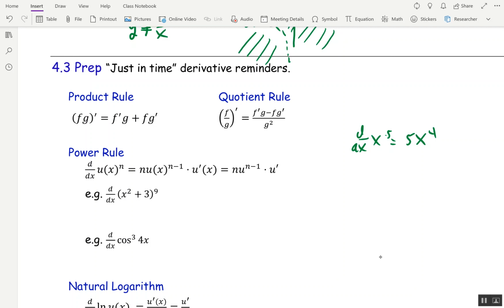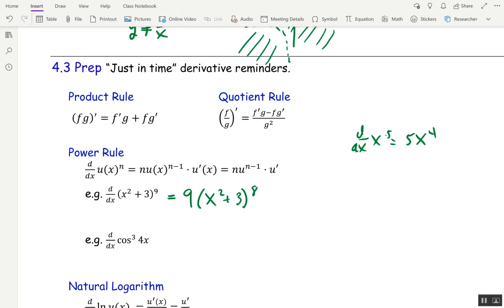So here's an example. I want d by dx of some function to the 9th power. So in this case, my u of x is x squared plus 3. So to take the derivative, I don't know if you remember from Math 1A, I had to take the derivative of the mama and leave the baby fixed. The baby is the inside.